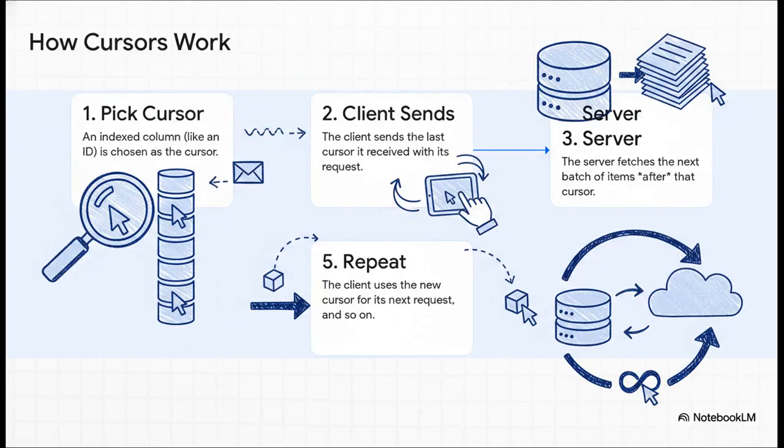So how does this work in practice? It's actually a really clean little cycle. The server sends a page of data, and with it, it sends a cursor that points to the last item in that batch. For the next request, your app sends that exact cursor back to the server. The server then knows exactly where you left off, and it fetches the items that come right after that cursor. It's a really efficient back and forth conversation.